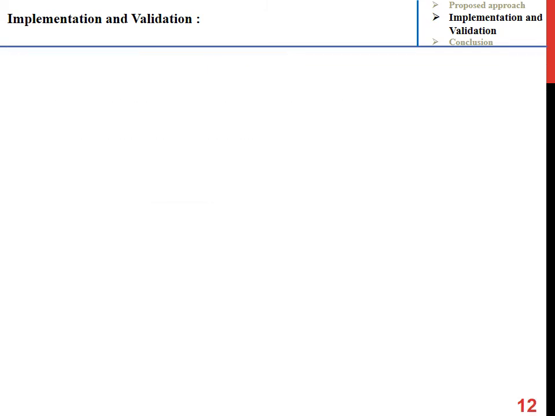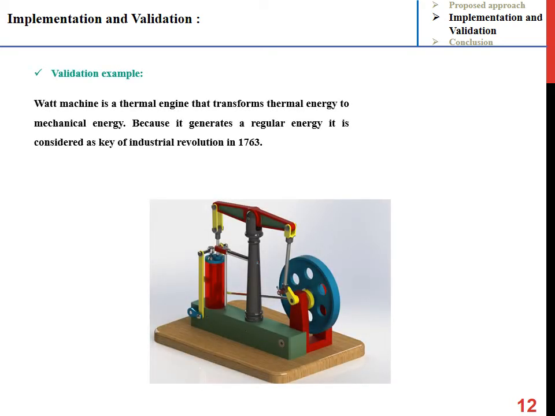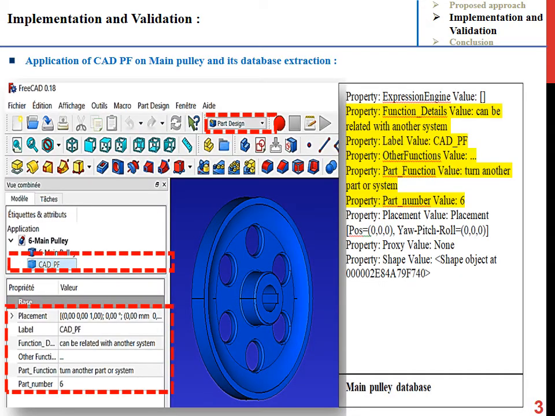The validation example is a Watt machine, which was the key of the Industrial Revolution in 1763. Using the main pulley to validate the CAD-PF, and it works correctly. The main pulley function is to turn another part or another system. Its number is 6. This information is introduced by the designer and saved with the part properties.